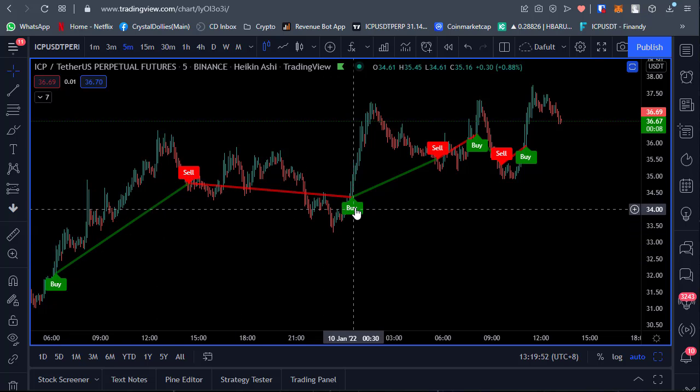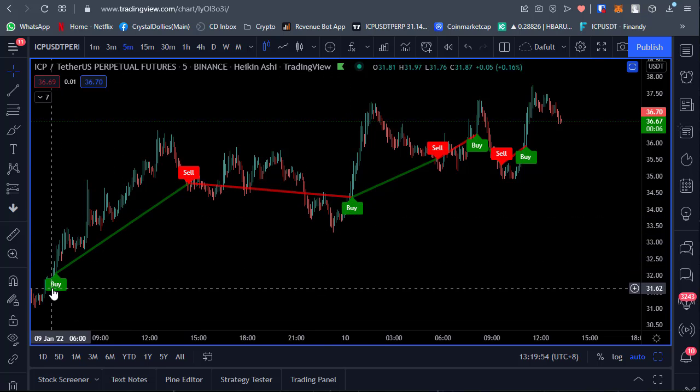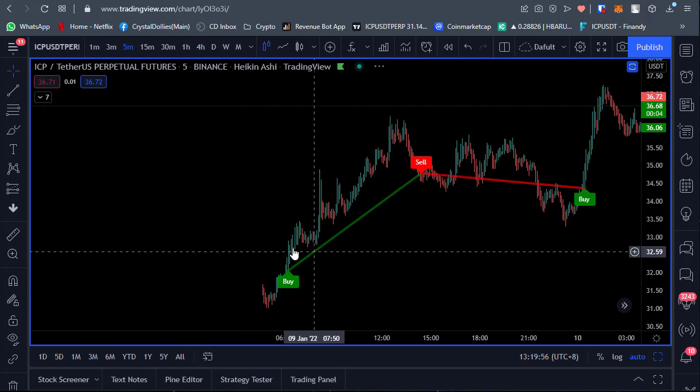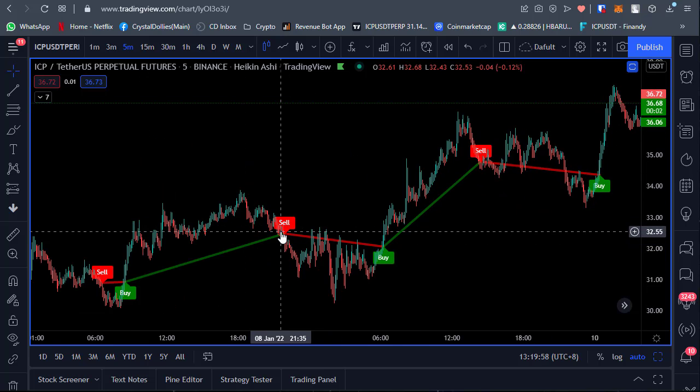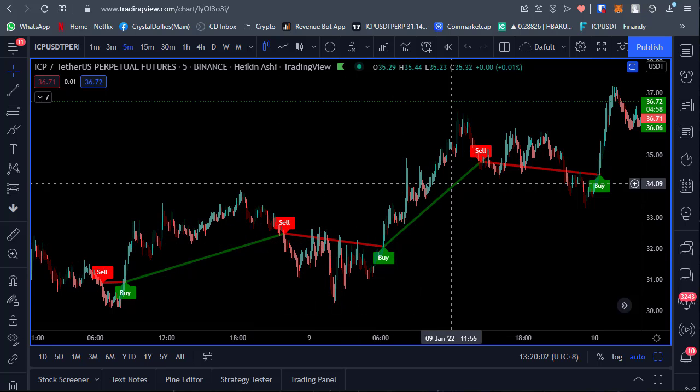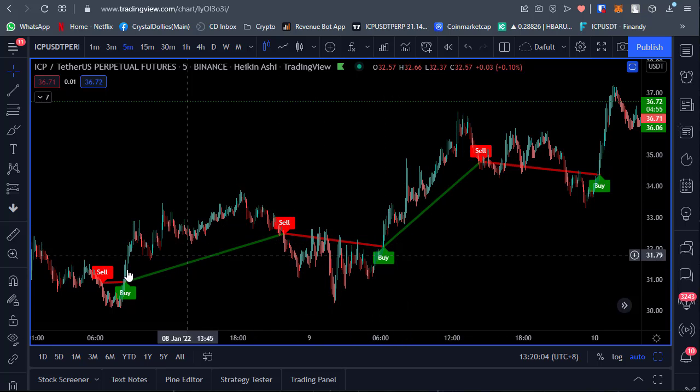So this one's on the 10th, and then this one's on the 9th. So there's only one signal per day, which many videos unfortunately don't talk about. It's very easy to explain how to use, but many people don't talk about the time frame.